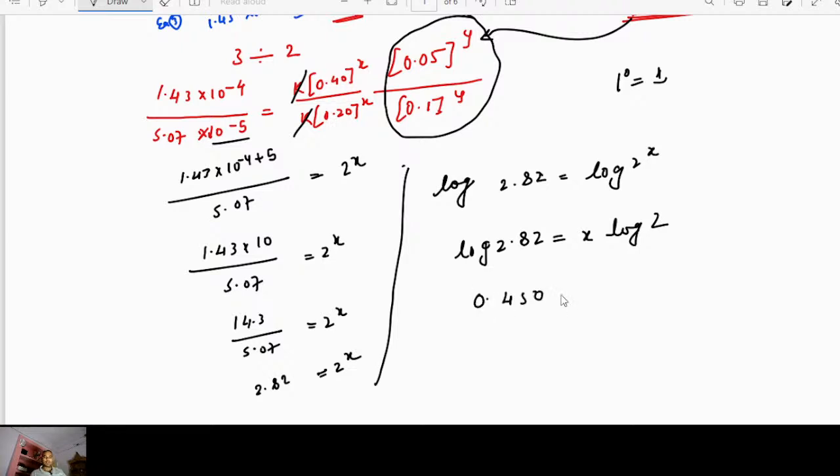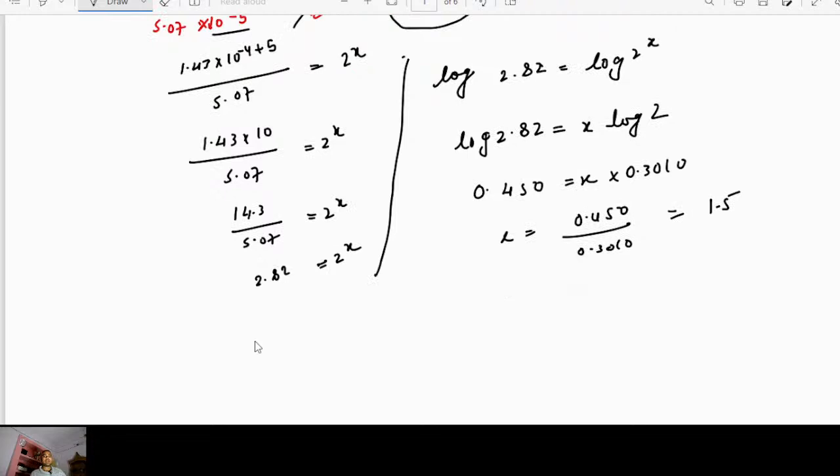0.450 is equal to x. Log 2 value is 0.3010. So x is equal to 0.450 divided by 0.3010. So how much is the answer, student? Let me correct: 0.450 divided by 0.3010. It is coming 1.5, student. 1.5.